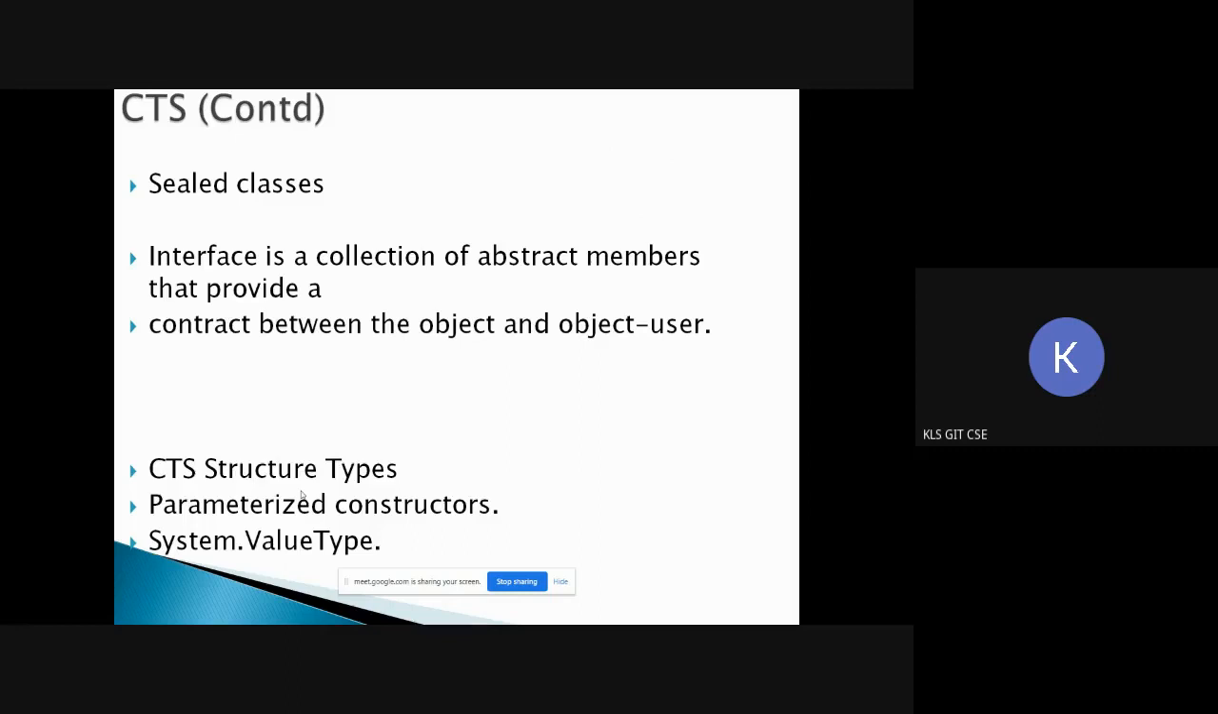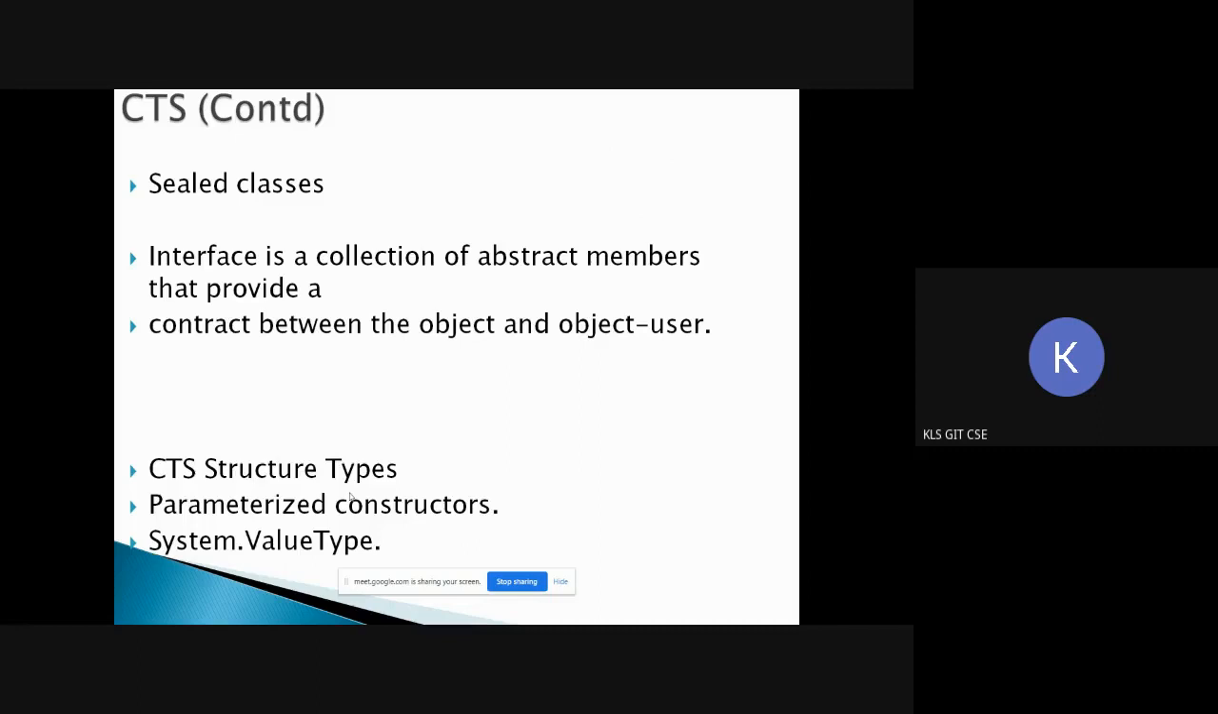We have a parameterized constructor, and those are the constructors which have parameters. All structures are derived from a common base class. Which is that base class which all structures inherit? What do we know about structures? They are either value type or reference type. We all know that structures are value type, correct? It's on the stack.